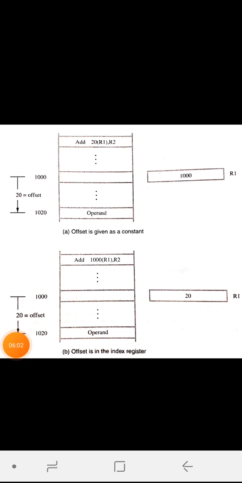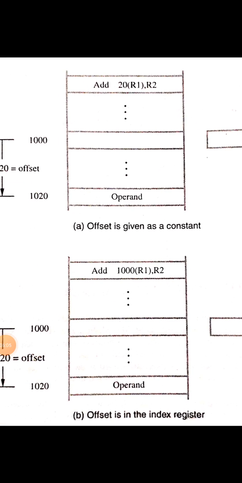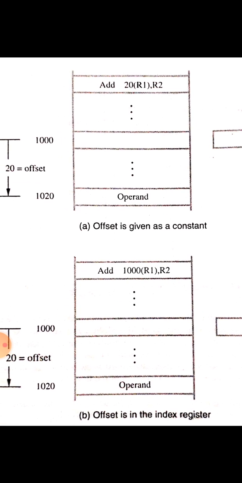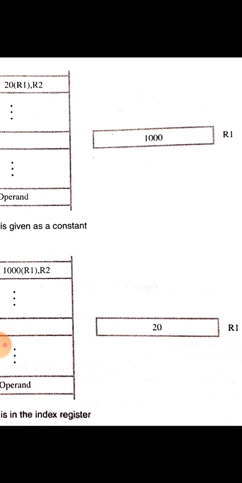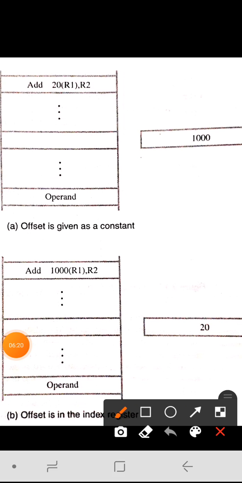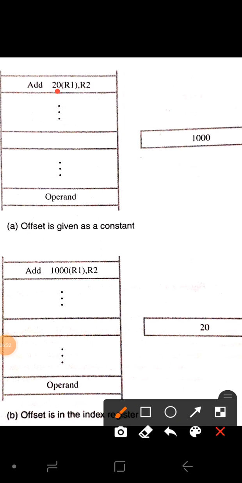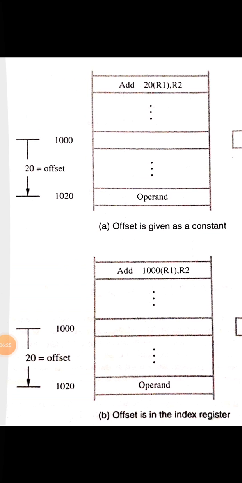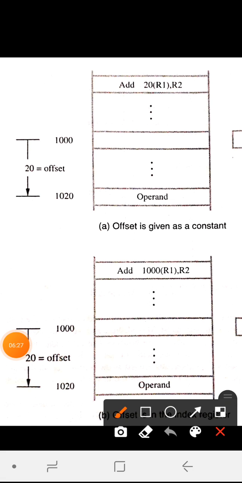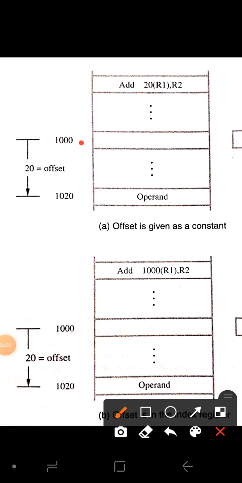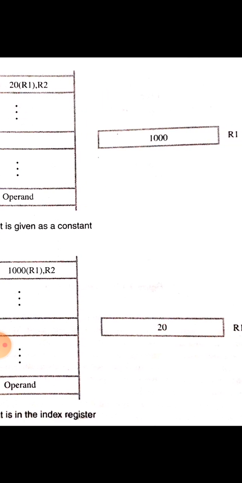See here, you have taken an instruction: add 20(R1), R2. In the previous example, if you go to the location R1, it was giving you 1000. If you go to that 1000, you can get the information about your data. Now along with R1, you can see we have written 20. It says that you need to add 20 to the content of R1. So when you add 20, you will have 1020, from where you can get your operand. This is when R1 is holding 1000.